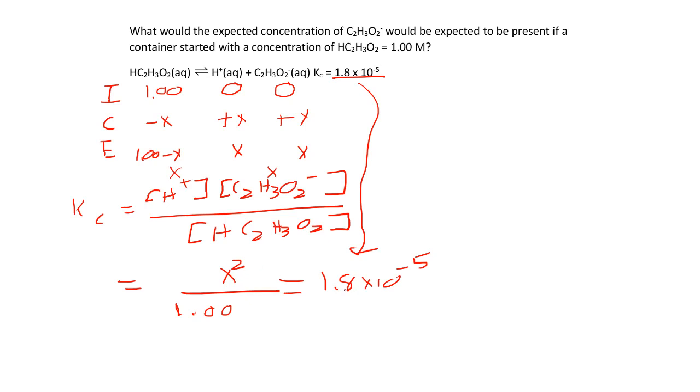So we just have x squared equals 1.8 times 10 to the minus 5. We take the square root of both sides, and that's going to give us that x is equal to 4.24 times 10 to the minus 3. A lot faster than doing a quadratic.